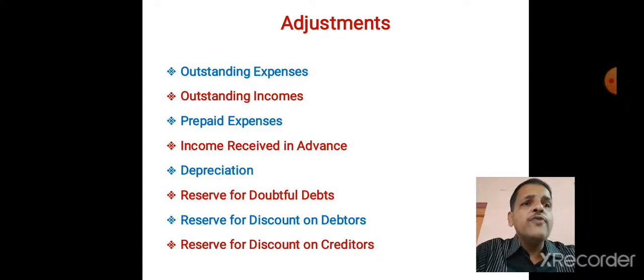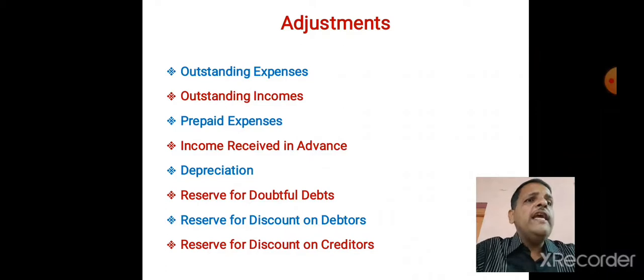Now, when we have bad debt, old RDD and new RDD, all these three things, we have to see if new RDD, that is calculated RDD, plus bad debt is more than old RDD, then we have to show on the debit side of the profit and loss account as bad debt plus new RDD minus old RDD. In the other case, if our old RDD is more than the total of new RDD and bad debt, then we have to show on the credit side of the profit and loss account as old RDD minus bad debt minus new RDD.